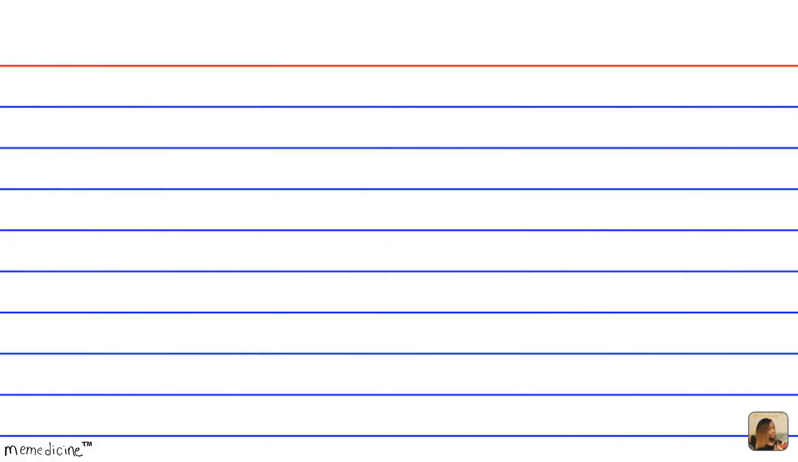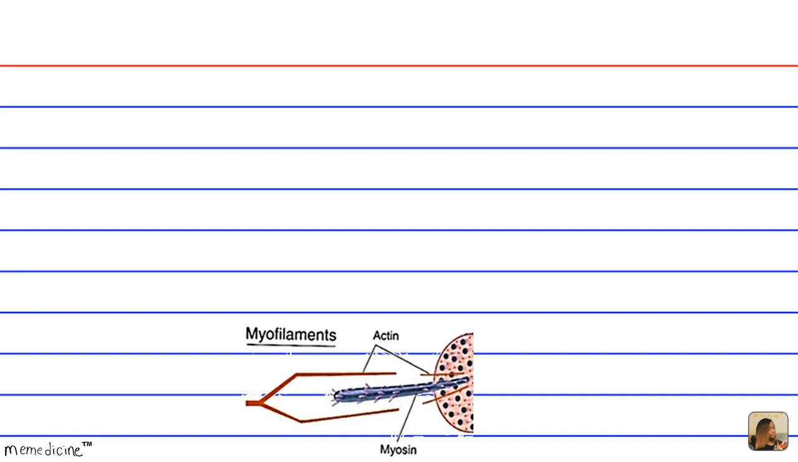So the first structure from smallest to largest is going to be the myofilaments, specifically actin and myosin, or the large filaments and small filaments. All right. And myofilaments, as I previously said and as is illustrated here, are primarily chains of actin and myosin that pack and generate a force to move the structures of the muscle.